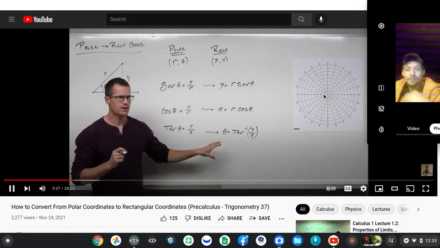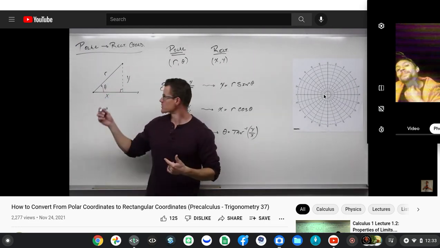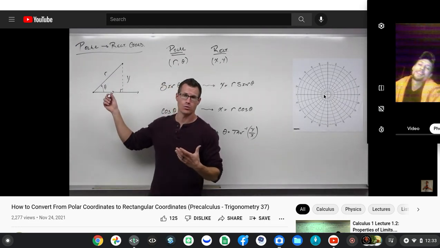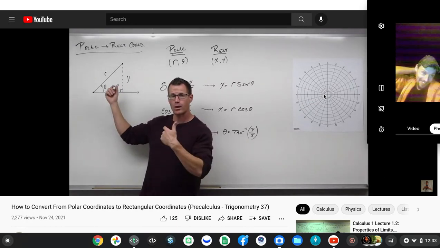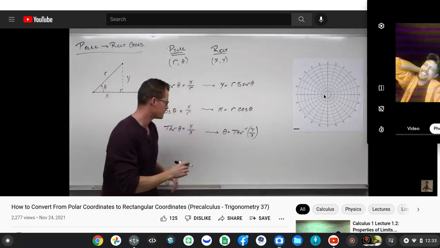But you might also be thinking, where does the r come in? Well, because this also creates a right triangle, the Pythagorean theorem works. x squared plus y squared equals r squared. Leg squared plus leg squared equals hypotenuse squared. You can do that.